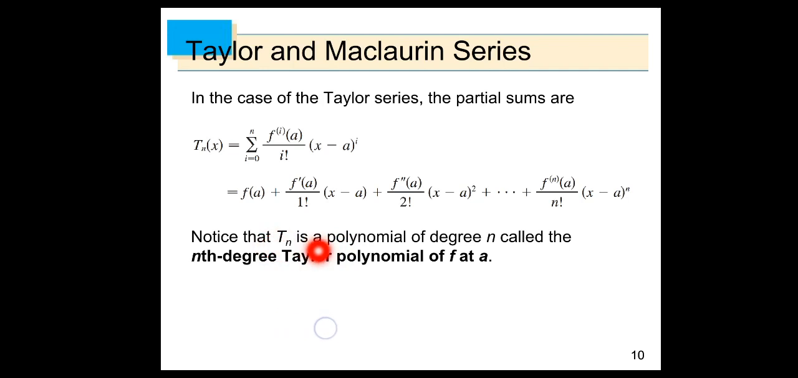So t sub n is a polynomial of degree n, called the nth degree Taylor polynomial of f at a, right? So we know that this is actually a partial sum, so there would be a particular stopping point. We know that there would be some value for n, understand?